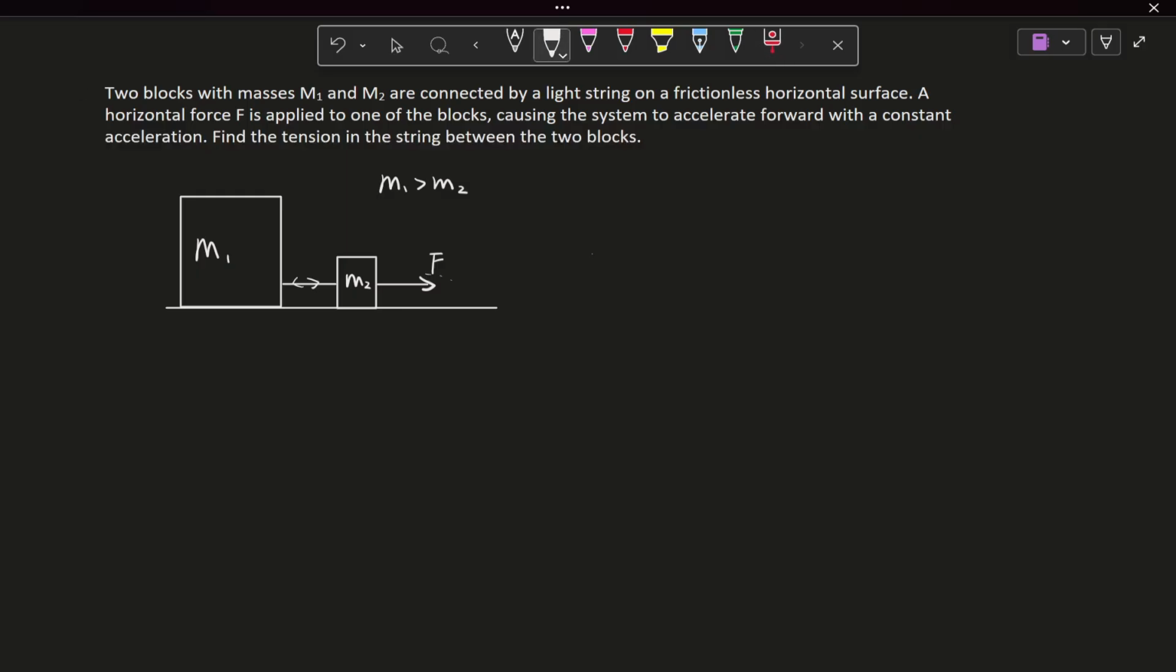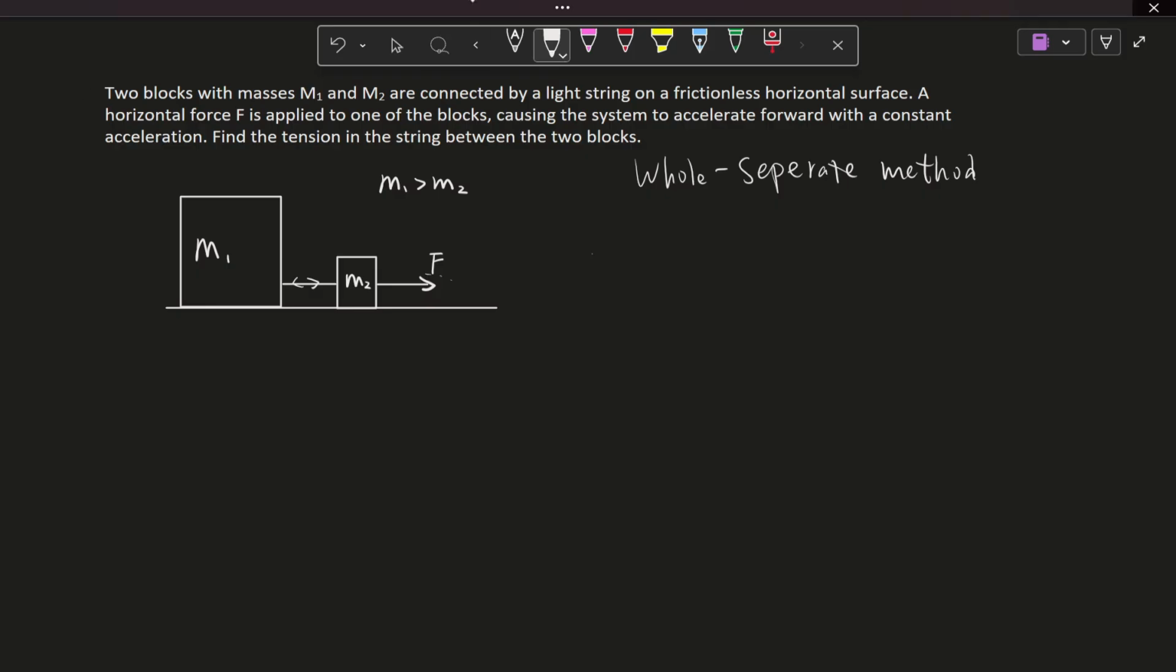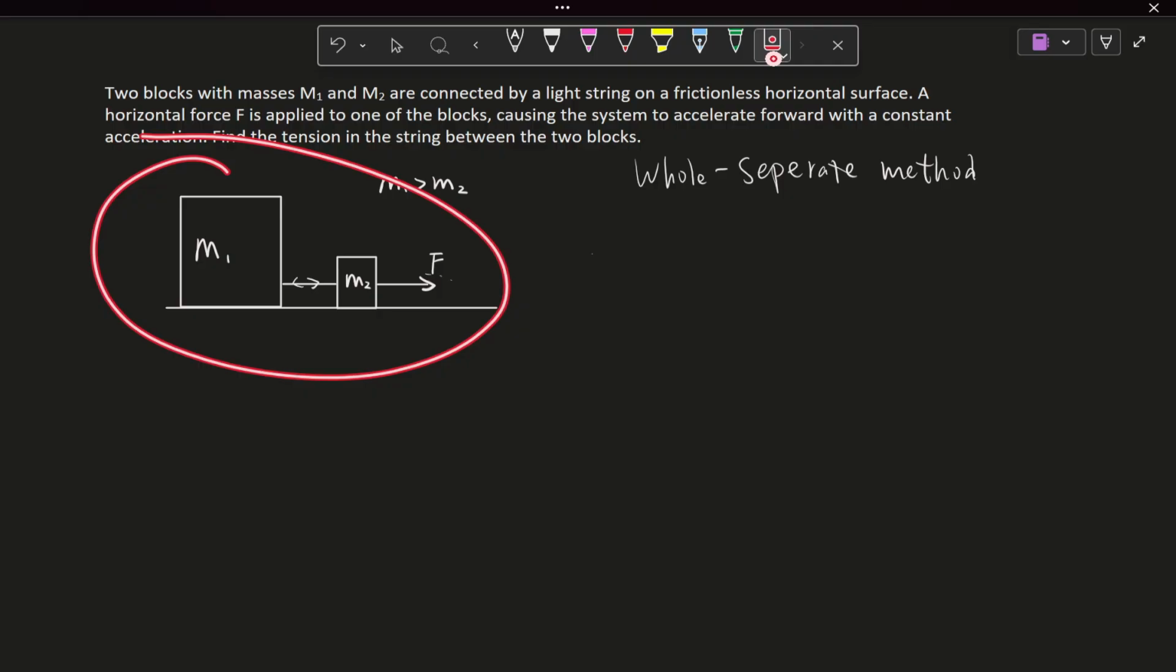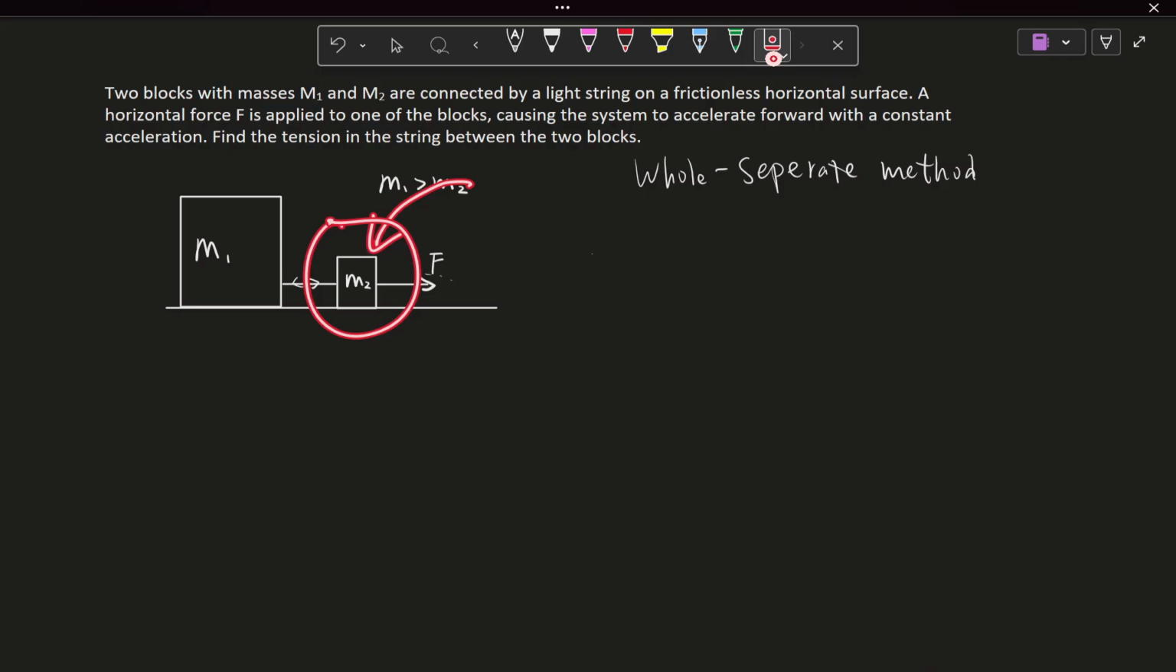So for this question, I will teach you a method called the hold, then separate method. Basically, what this method is about is first, find the value that you need by analyzing the entire system. For example, in this question, it's a two-block system. After you find the value, you can plug that value back into one of the objects, or analyze only one object, and then get the correct answer.